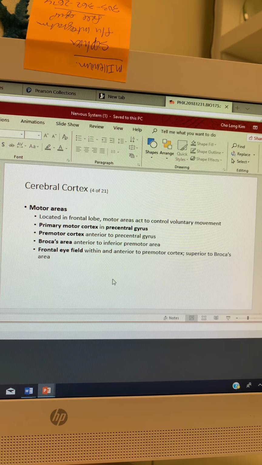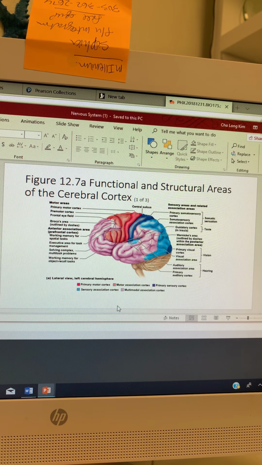I don't need you to know where any of this stuff is. I just need you to know that the 4 motor areas are the primary motor cortex, premotor cortex, Broca's area, and frontal eye field. There you have it. I do like this brain a lot.